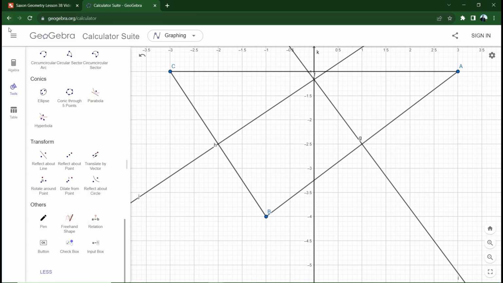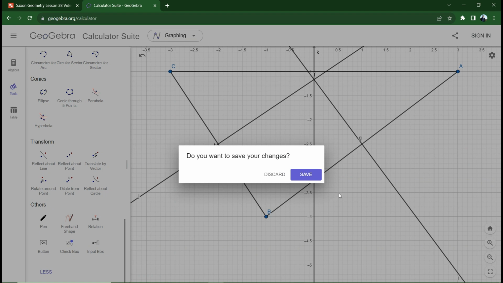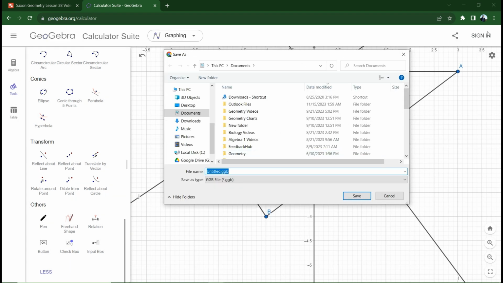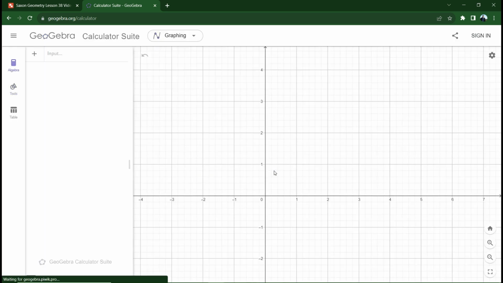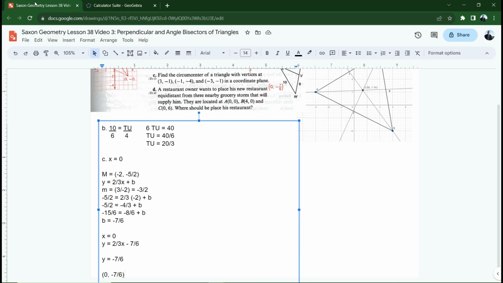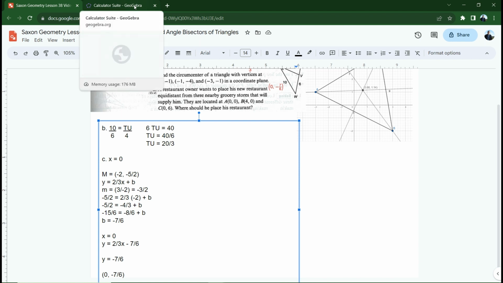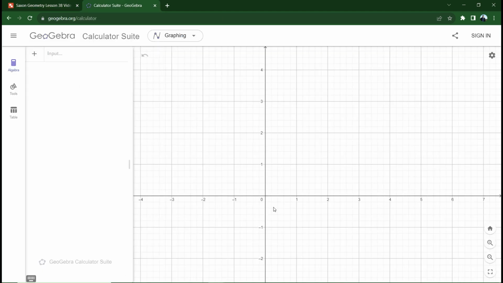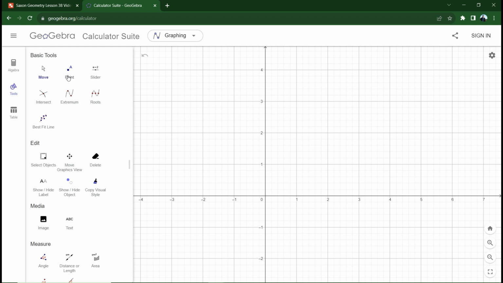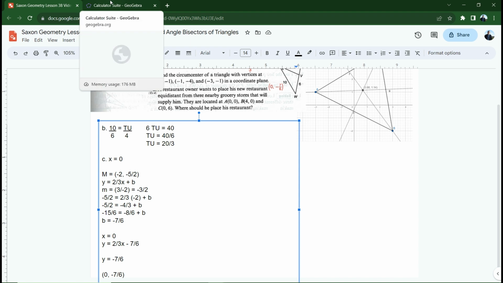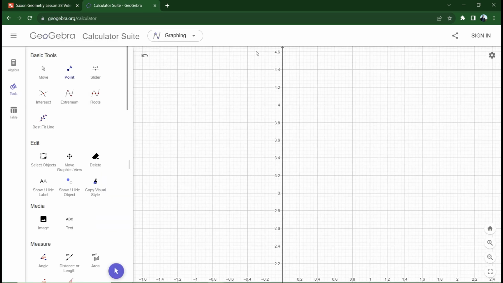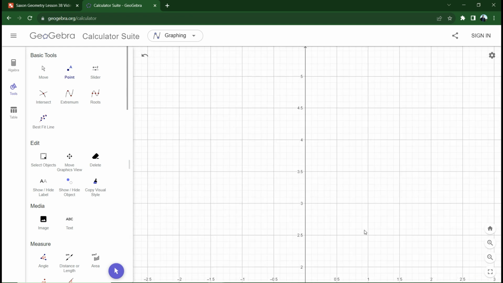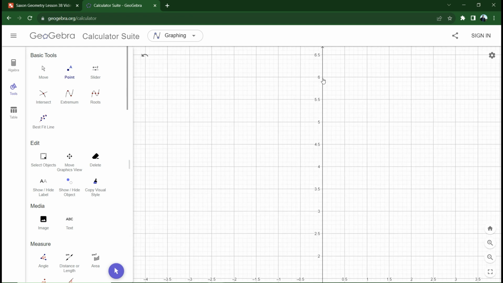So I'm actually going to delete everything that we have here. There we go. All right. And then I am going to plug in those points (0, 0), (4, 0), (0, 6). And this is going to make a nice, easy to solve right triangle problem.